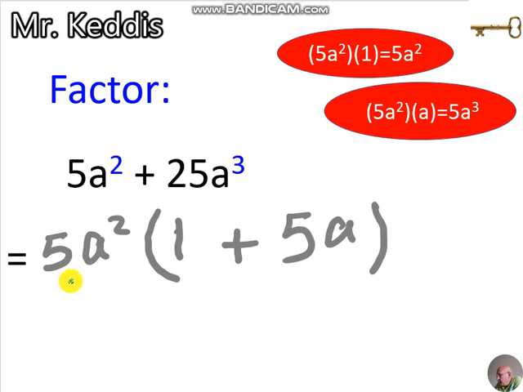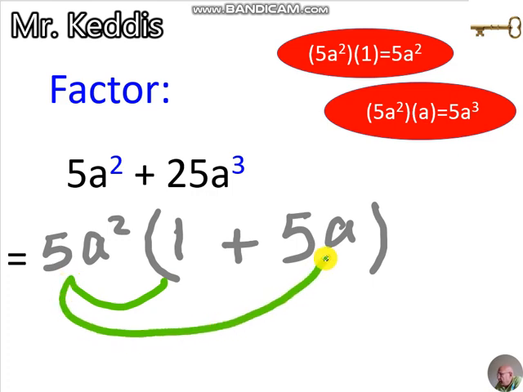You multiply 5a squared times 1. 5a squared times 1, you get 5a squared. 5a squared times 5a, 5 times 5, you get 25. You get 25a to the third power.